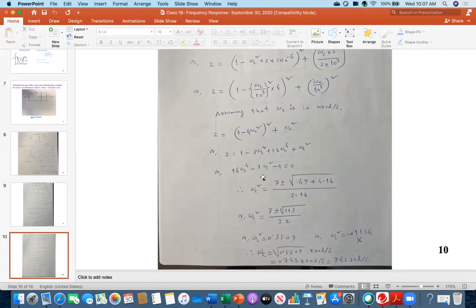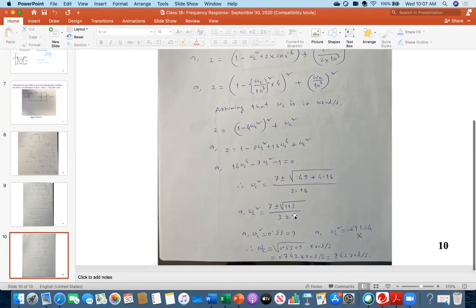So that's why I am writing omega c squared is, everybody look, minus b. This means minus minus, plus 7, plus or minus root of b squared. What is my b? Minus 7, so 49. Then minus 4ac. What is my a? 16. What is my c? Minus 1. So I got this one, divided by 2a. So therefore, I got omega c squared.